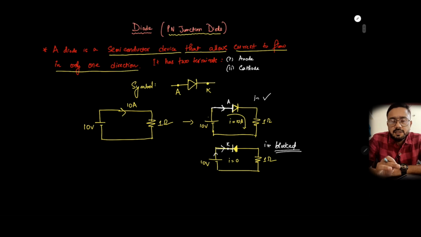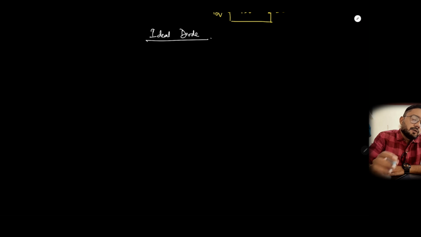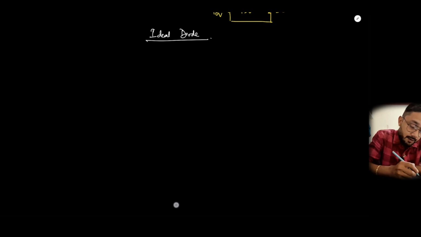So this was just a general introduction to the diode. Now let's dive into the characteristics of an ideal diode. So we will start with the ideal diode. Whether the diode will allow the current to flow or not depends upon the polarity of the voltage that is applied across the diode. So what is meant by the polarity of voltage?